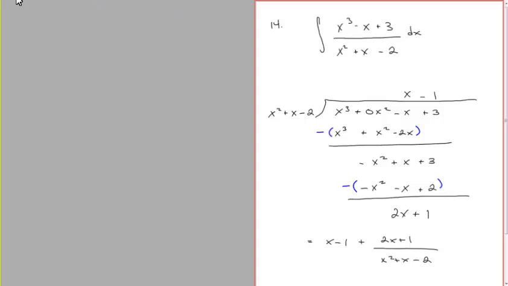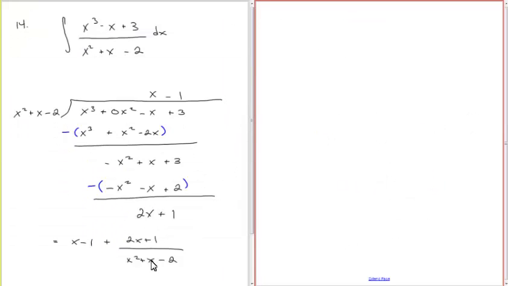So that's what we're going to do. We're just going to look at this part separately. So what we're looking at is 2x plus 1 divided by x squared plus x minus 2. And we can factor the denominator. I guess it's the same as the previous problem. Is that right? That looks awful familiar. Yeah, it's the denominator in problem number 9. So anyway, the way we factored this is going to be x plus 2 and x minus 1.